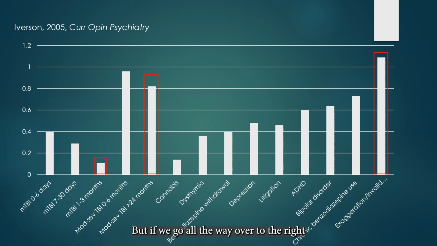But if we go all the way over to the right, there we see the effect size of exaggeration or invalid performance on neuropsychological testing. And that's an effect size of about 1.1, which is even larger than the effect size of moderate to severe TBI. So if you have a healthy individual with no TBI, but they are exaggerating or responding invalidly, they are going to appear more impaired than a patient with mild TBI or a patient with a moderate to severe TBI.